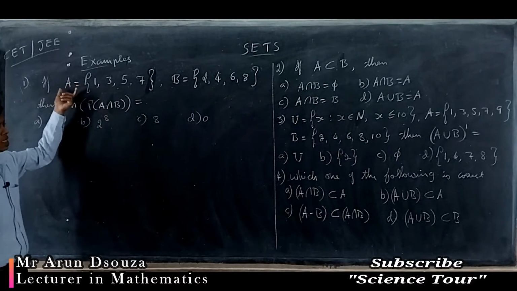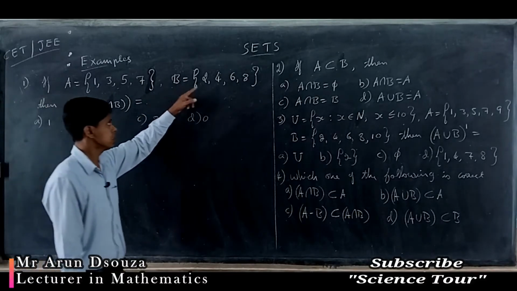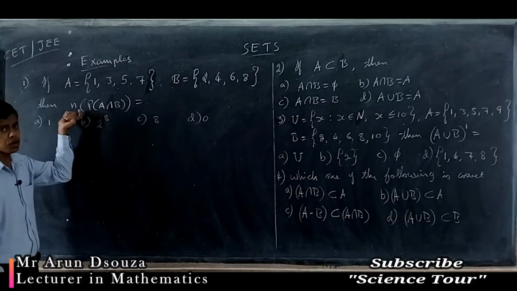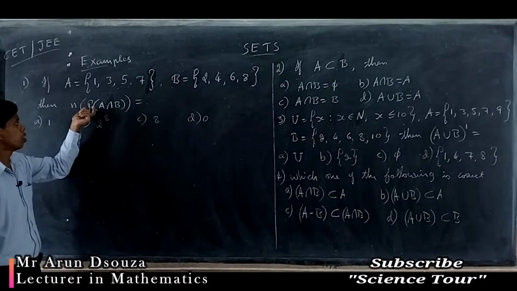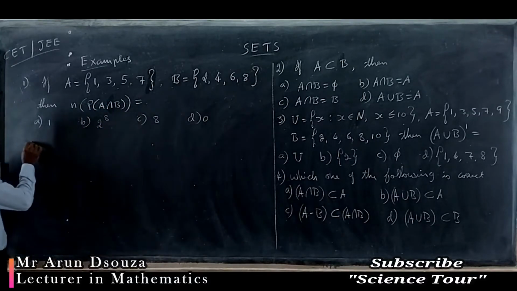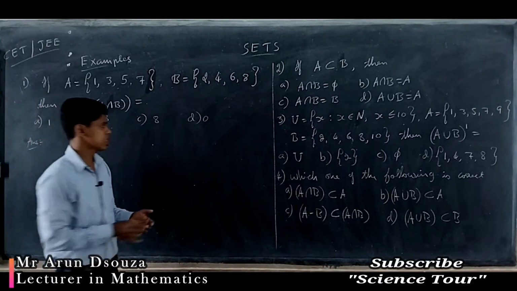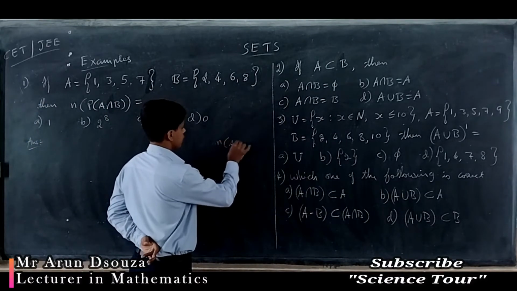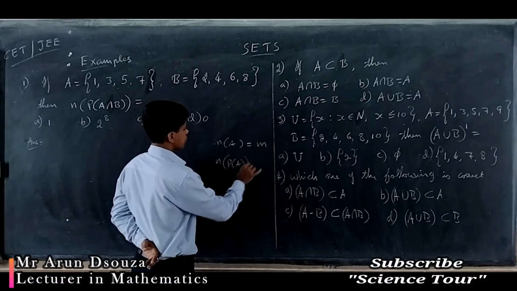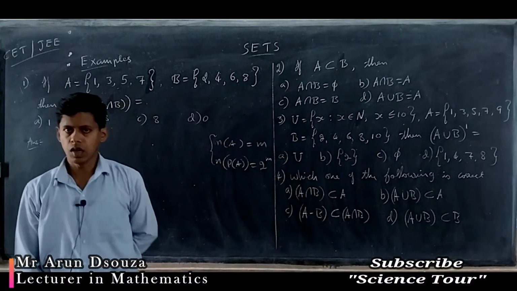You have the set A being given here, that is 1, 3, 5, 7, and the set B is 2, 4, 6, 8. Now what you need to find is the number of elements in the power set of A intersection B. Okay, pretty clear? You know the formula to find the number of elements in the power set. If n of A is m, then the number of elements in the power set of A is 2 raised to m. Correct? So that's the formula you know.